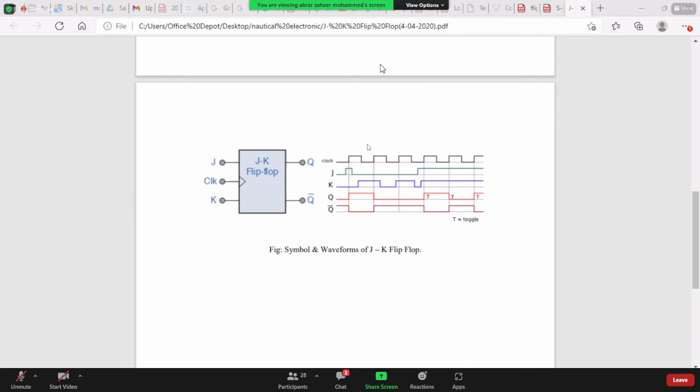Any doubts in this JK flip-flop? Anybody having doubt in JK flip-flop?